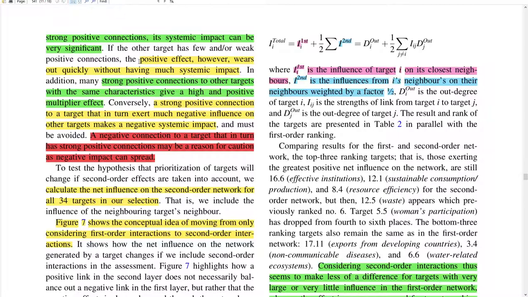Basically they're saying it could be that you have a very strong influence over another target, a very positive, highly positive effect. But this other target has few and or weak positive connections. So the positive effect wears out quickly. So you have a +3 to a neighboring target, but on the other targets you have +1, 0, maybe negative ones. So you need to understand the systemic impact.